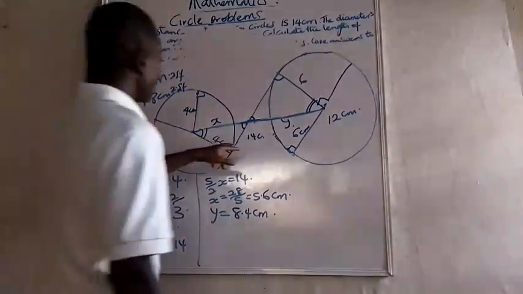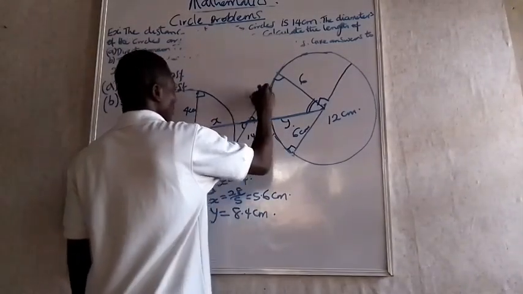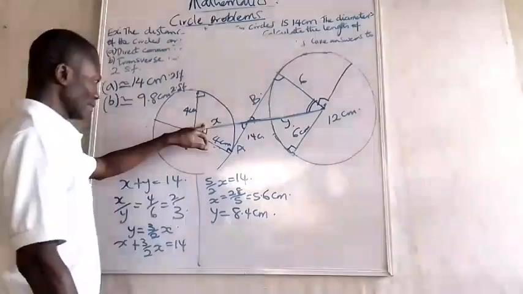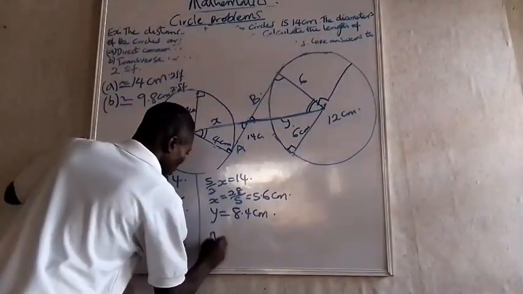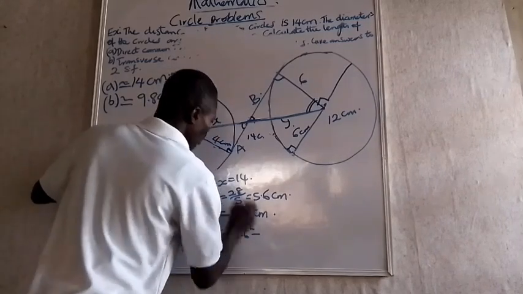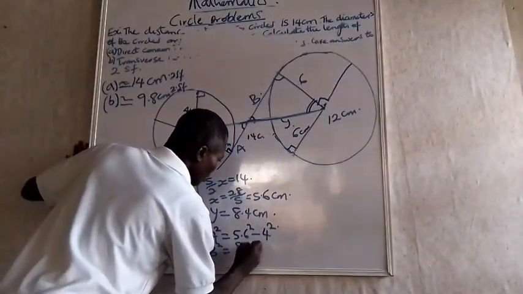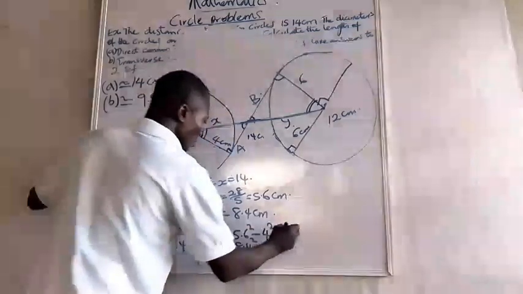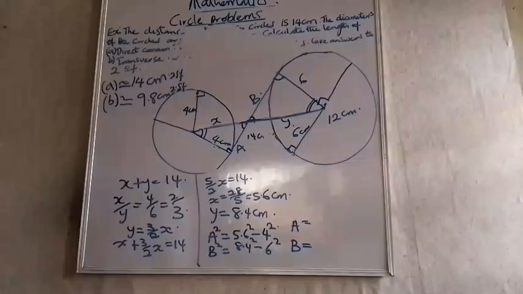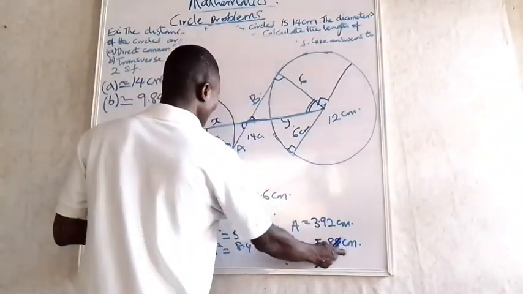So you can see that we have two portions of the tangent. So let's call this piece A and let's call this piece B. From what we have now, we can see that A and 4 centimeters will make up x. So we can now say that A squared is equal to 5.6 squared minus 4 squared. B squared is equal to 8.4 squared minus 6 squared. So from there we can get A, we can get B. So let me get it. So I'm calculating. I got this portion A as 3.92, B as 5.88.